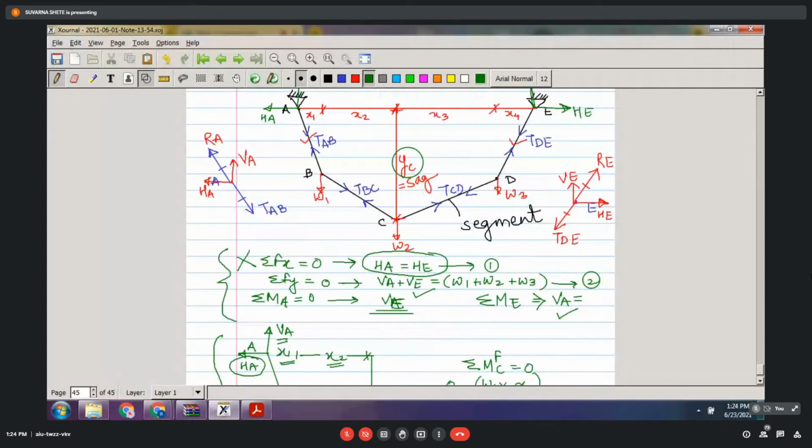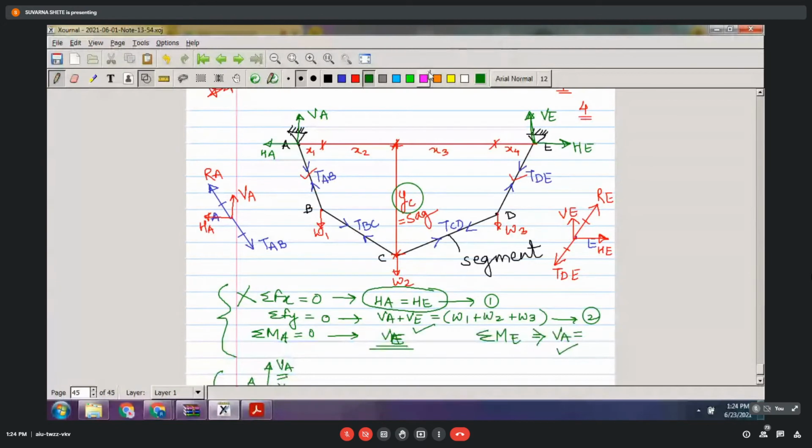Once I get to know these values, this is nothing but my reaction RE with angle theta E, my reaction RA with angle theta A. बरोबर? Yes, ma'am. Ma'am, TAB आणि TDE ही पण निघून जाईल ना? Yes, beta. Once I get the value of RA, I can say that it is equal to tension AB. Once I get the value of RE, I can say that it is nothing but tension DE. Is it clear?